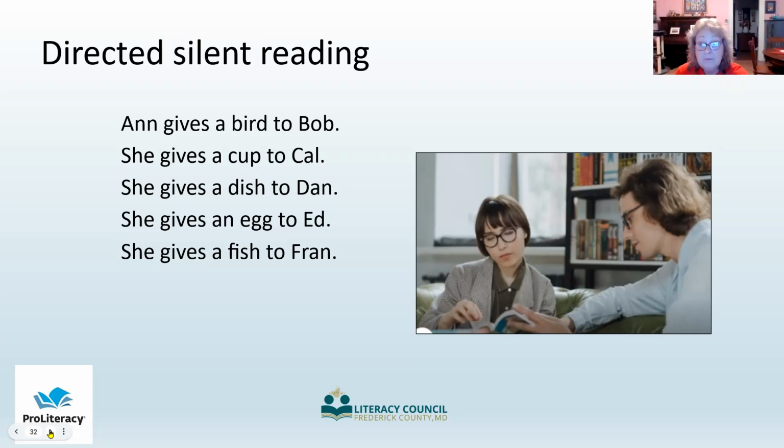I will. Okay, and Kathy, right? Right. This first sentence, I'm the tutor, you're the student. This first sentence tells what Anne gives to Bob. Please read it aloud. Anne gives a bird to Bob. Good. The next sentence tells what she gives to Cal. Please read it aloud. She gives a cup to Cal. Now read the next 3 sentences to yourself to find out what Anne gives to the other people.